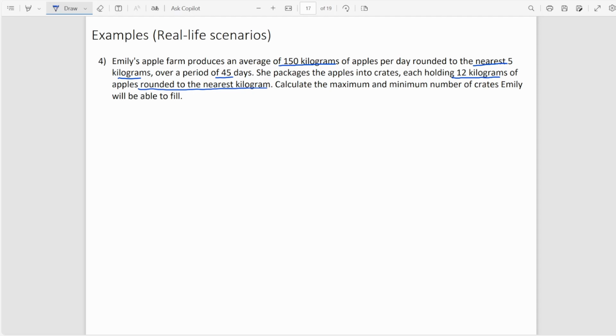Okay, so let's understand the scenario. Basically, Emily produces 150 kilograms of apples. This is per day. And this is rounded to the nearest 5 kilograms. Since it's rounded, that means the number over here, the 150, definitely has an upper bound and a lower bound, okay? And this is done over a period of 45 days.